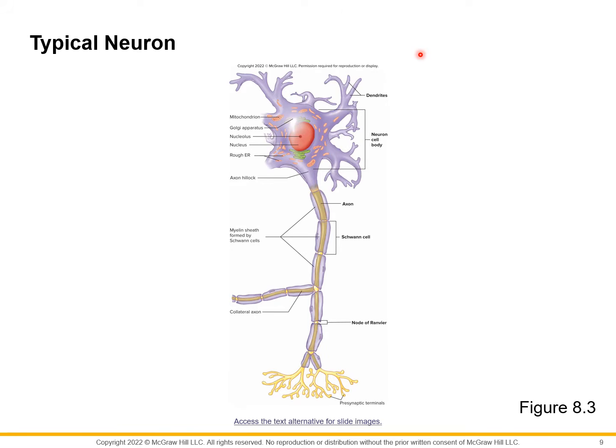This illustration shows us the basic structure of a typical neuron. So here's the cell body, and then these short branch-like cytoplasmic extensions are the dendrites, and then this long segment right here is the axon.